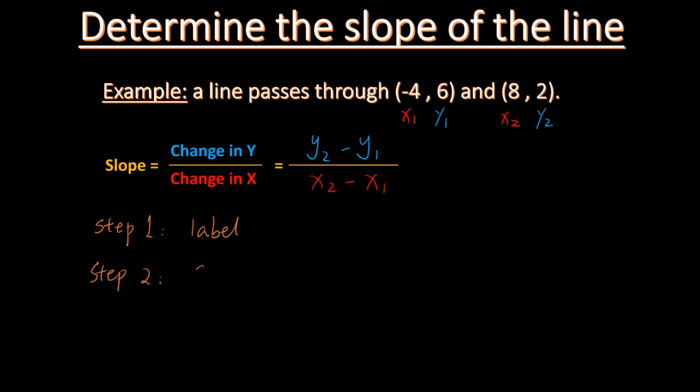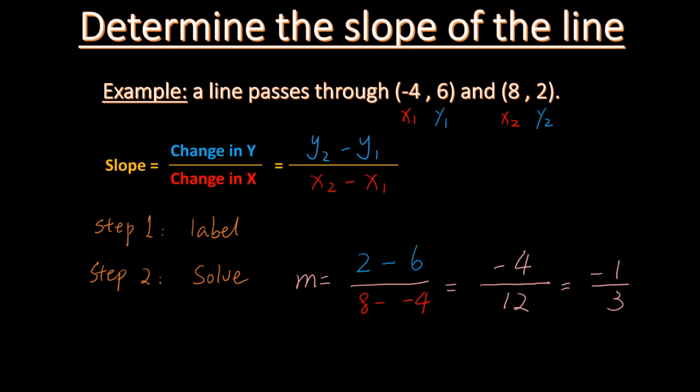Step 2, solve. Now we can just substitute the values into this formula, and we have m equals 2 minus 6 over 8 minus negative 4. And then simplify, which gives us negative 4 over 12 equals negative 1 over 3.